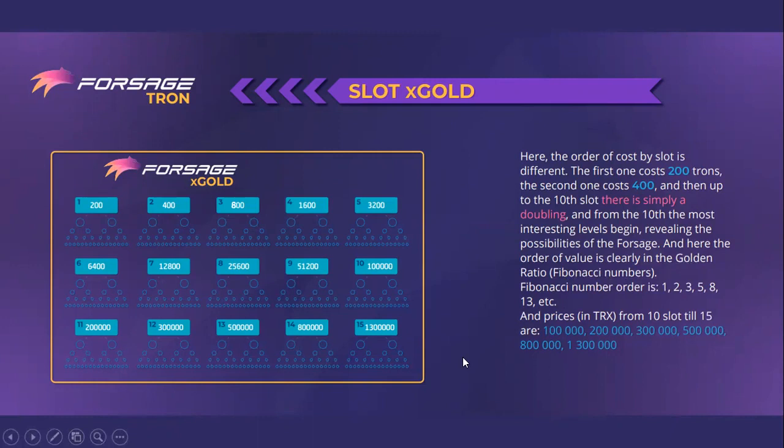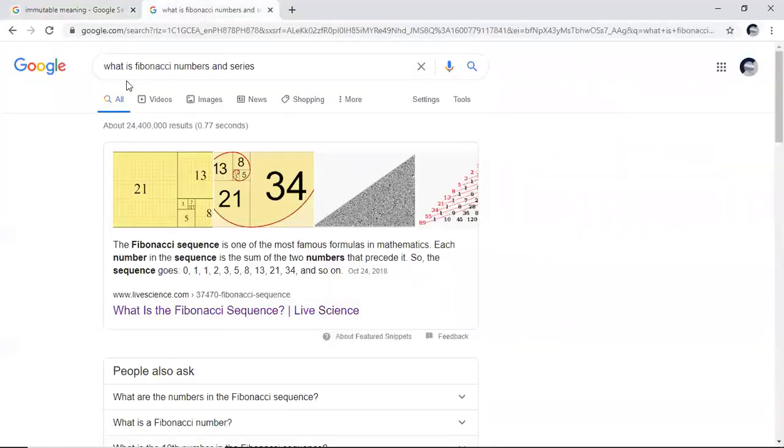Okay, so what does that mean? I want to Google that, right? So let me go and Google that. I did that. So what is Fibonacci numbers and series? And here I would read, the Fibonacci sequence is one of the most famous formulas in mathematics. Each number in the sequence is the sum of the two numbers that preceded it.